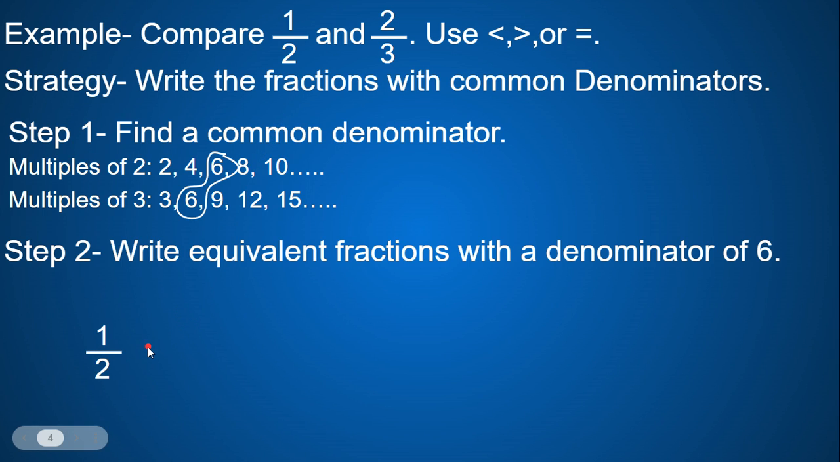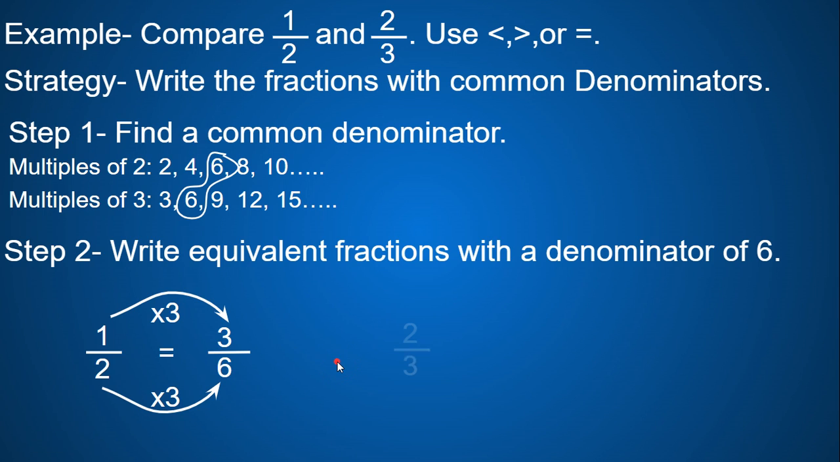Now I will need to write an equivalent fraction to those fractions with a denominator of 6. So 1/2 is going to equal something sixth. I know that I need to multiply the numerator and the denominator by the same exact thing to create an equivalent fraction. So 2 times 3 is going to give me 6. So I need to multiply our numerator by 3 as well. 1 times 3 is 3. So 1/2 equals 3/6.